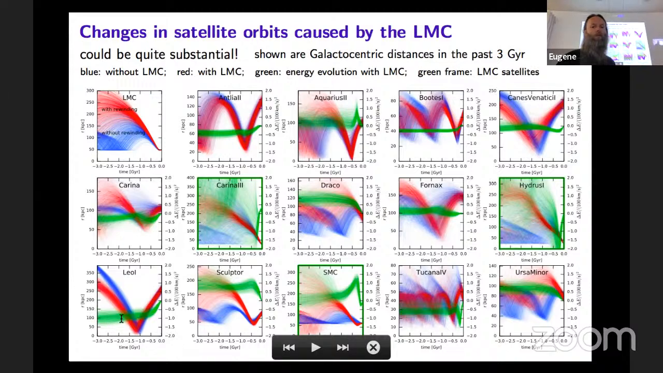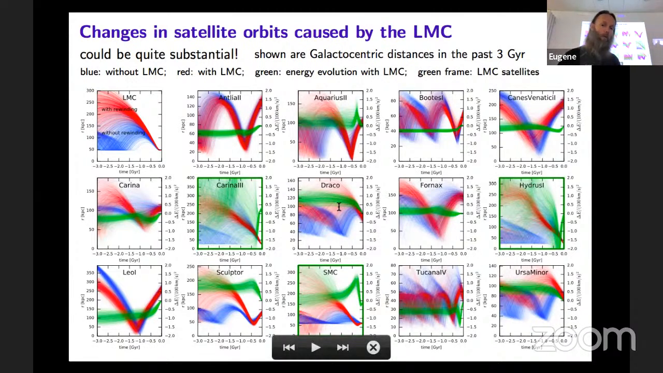And you could also see that by these green lines, which show the energy evolution of the orbit as a function of time. So it was more or less constant, and then recently the energy became higher. So what happened is that the perturbation from the LMC caused its orbit to become less bound just very recently. But in the past, it was not so unusual in a sense.